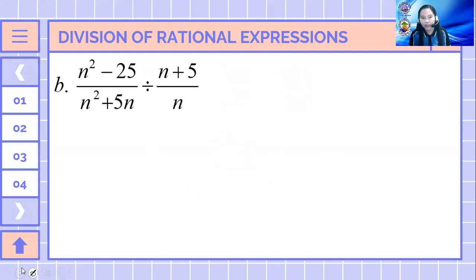How about letter B? So we have n squared minus 25 over n squared plus 5n divided by n plus 5 over n. Okay, let's use the keep, change, and flip. Keep the dividend. So we have n squared minus 25 over n squared plus 5n. Change the operation. We have the multiplication, and then flip the divisor. So we have n over n plus 5.